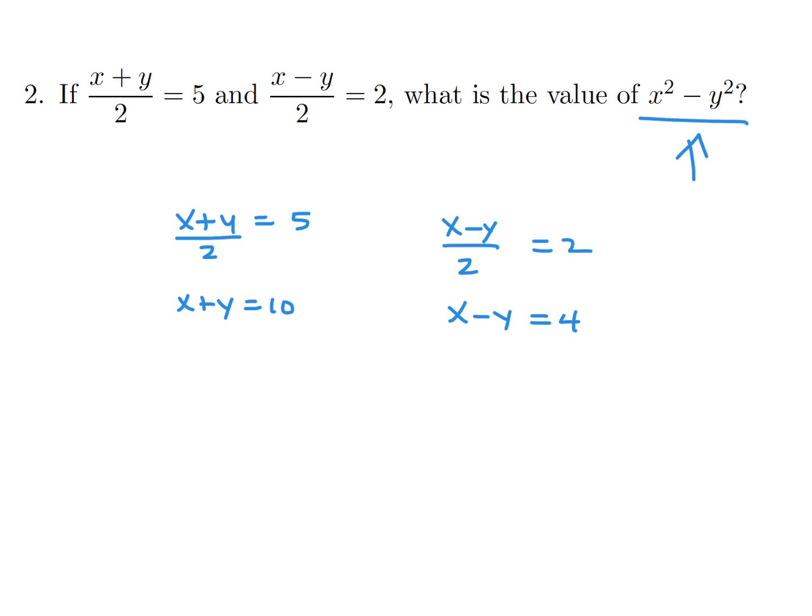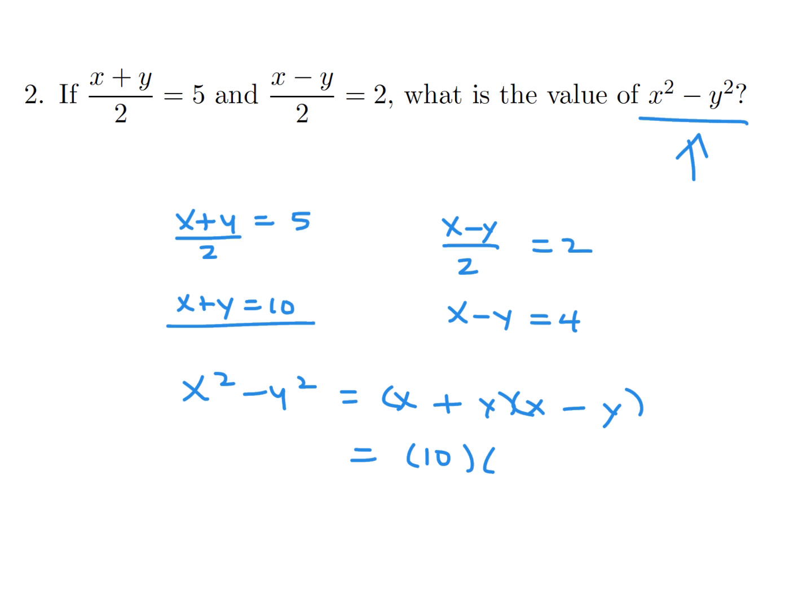And then this expression, I think all of you know, can be factored very easily. x, y, y, positive, negative. So x plus y, we got that was 10. x minus y, we got that was 4. And therefore this is 40.